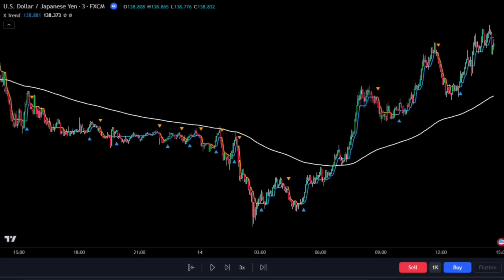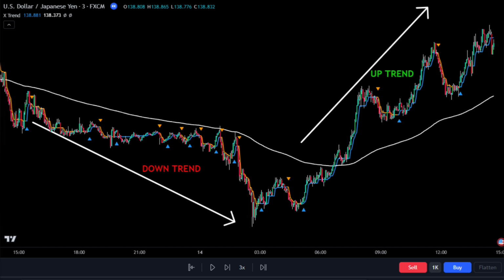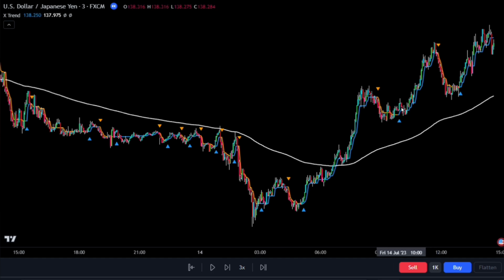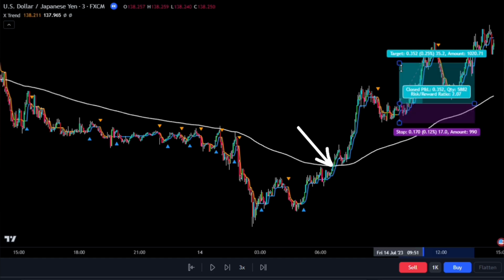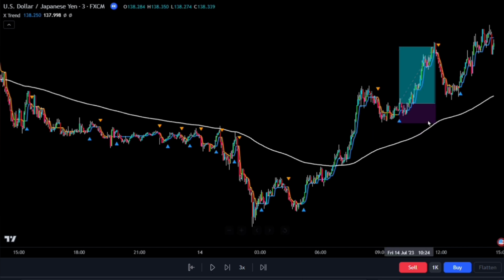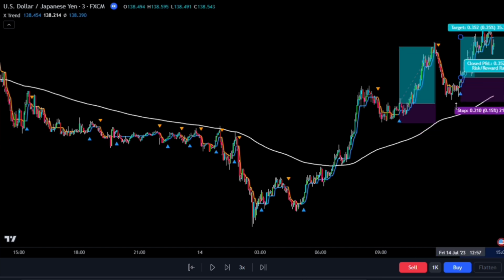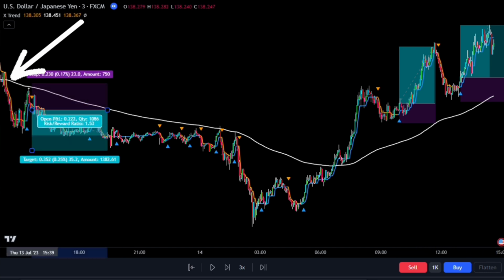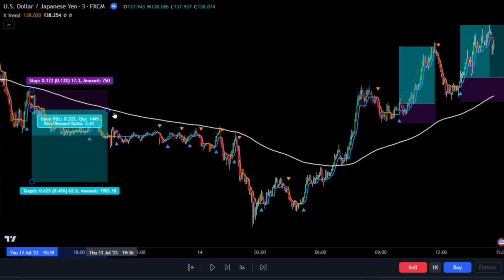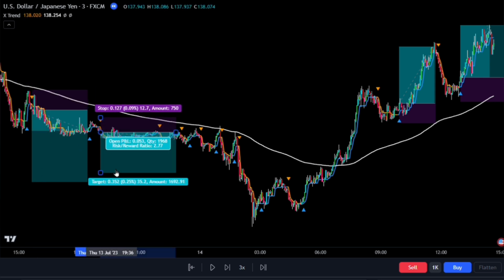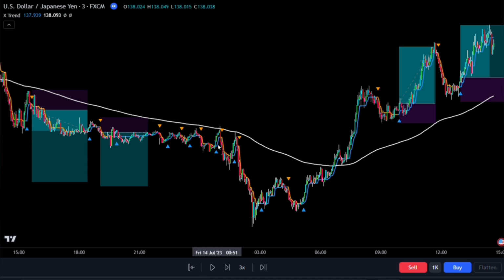Let me explain how this indicator works in more detail. When there's a clear upward or downward trend, we see that the price either goes above or below the 200-day moving average. This tells us it's a good time to make trades. For example, if the price stays above the 200-day moving average, we only look for opportunities to buy. On the other hand, if the price falls below the 200-day moving average, we only consider selling. This clear distinction helps us take advantage of favorable market conditions while reducing risks.